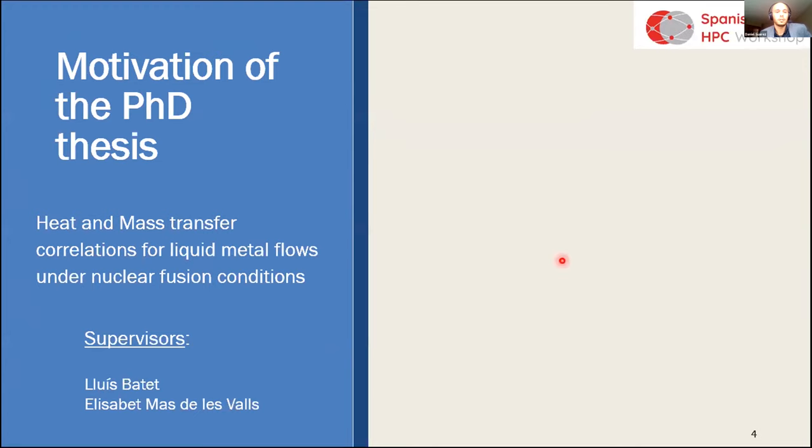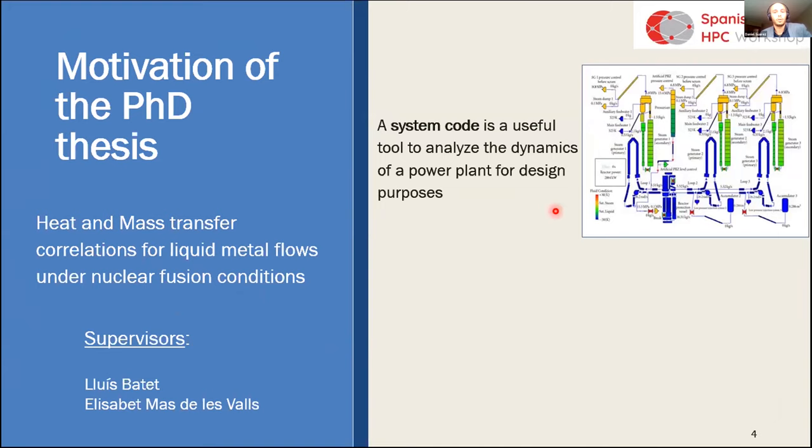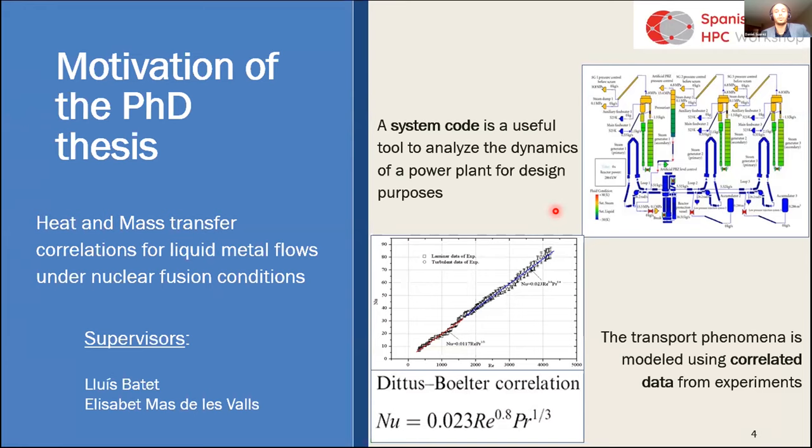And it's based on the fact that when we analyze a big hydraulic system, we usually use system codes, which are node after node transfer models to assess the dynamics of a power plant system for design purposes, for instance. In those node after node systems, we assess these transfer phenomena using some correlations based on the experimental data. For example, here we see the Dittus-Boelter correlation for the heat transfer coefficient, for the Nusselt number.